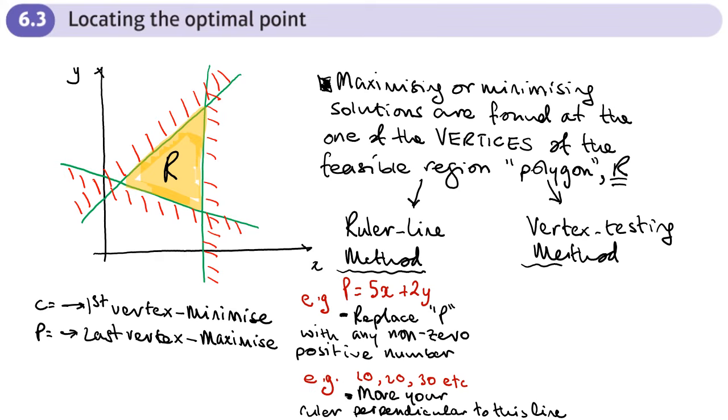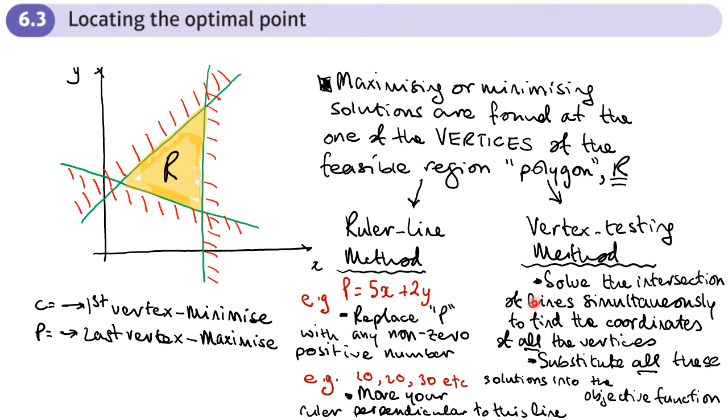Now with the vertex testing method, what we do is we solve the equations of these lines simultaneously and work out the coordinates of each one of these vertices, substitute those coordinates into the objective function and see which one gives us the maximum or minimum answer.